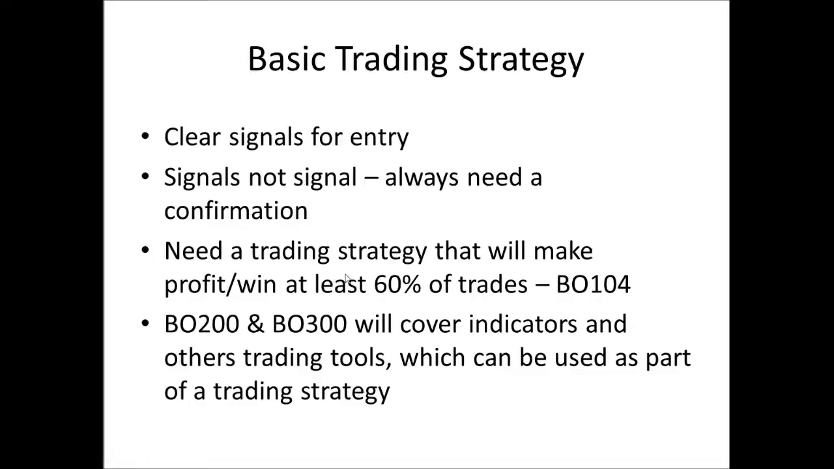A binary options trading strategy will need to win at least 60% of trades. Depending on the payout of the binary options you're trading, this 60% may differ slightly. If you watch Binary Options 104 break-even ratio, you'll be able to determine what your break-even percentage is and what percentage of winning trades your strategy needs to make to enable you to profit from binary options.